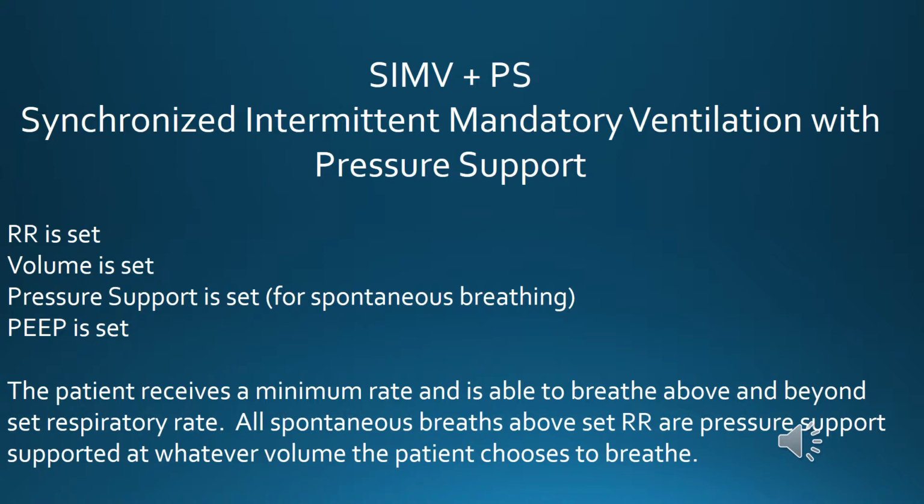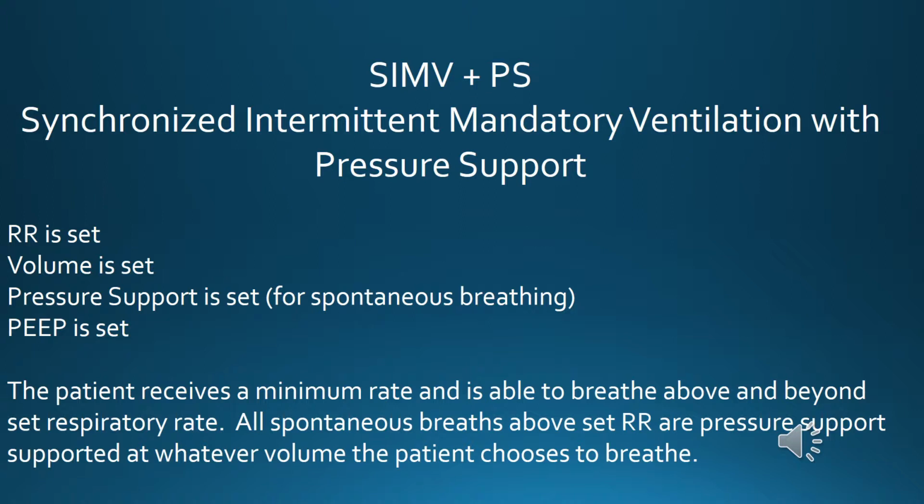SIMV mode, you want to typically dial in pressure support with that. In SIMV mode, you set the respiratory rate and the volume set just as before, and then dial in some pressure support. Average pressure support is set at 10. And the patient receives the minimum breath rate.